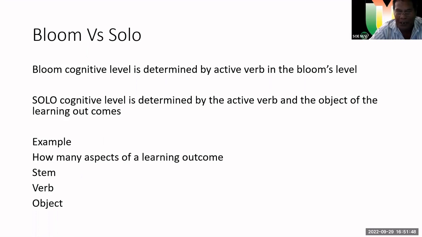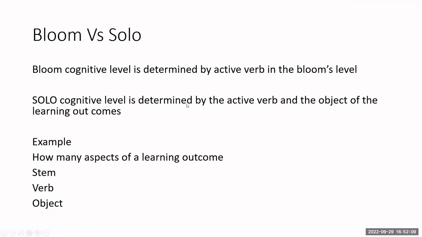After Bloom, in the application or analysis level, the cognitive level may be higher than knowledge. The SOLO cognitive level is determined by the active verb and the object of the learning outcome. While Bloom emphasized the stem and the verb, SOLO taxonomy emphasizes all of them, stem, verb, and object, but particularly verb and object.